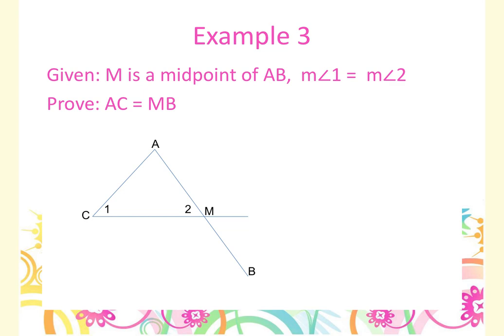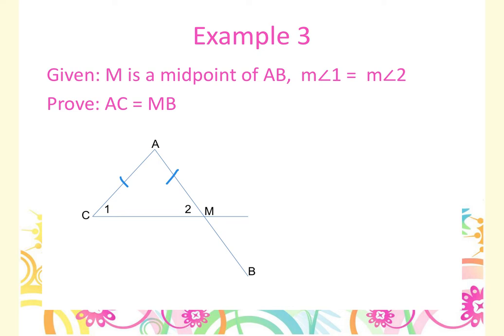All right, last one, and now it's a proof that's empty. It says M is a midpoint of AB, and angle 1 equals angle 2. Prove that AC equals MB. So again, kind of work your way backwards. If I know I want to prove AC equals MB, what would I have to show before that? That 2 is vertical. Before I get there, how do I go back from there?